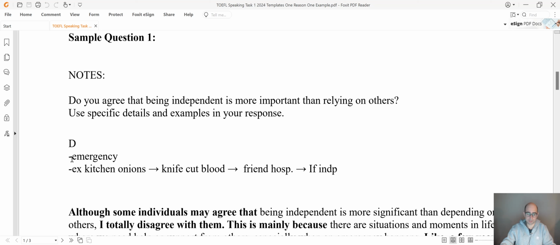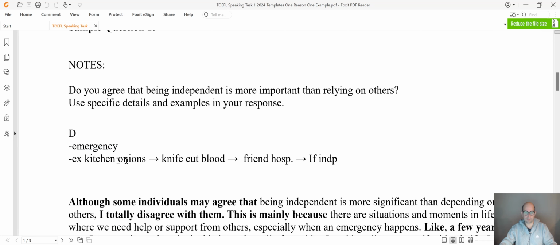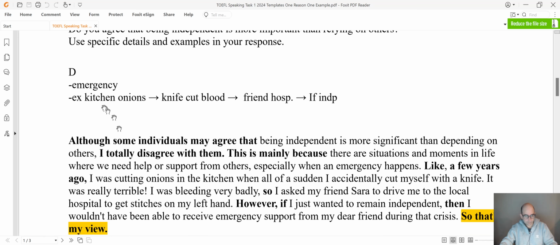And then on my piece of paper or whiteboard, depending on the version of the exam you're taking, I wrote emergency here. So this is my only reason. And now I'm going to do my best to write out these short words and phrases that are going to be related to my details, okay, for my example. The kitchen, onions, knife, cut, blood, friend, hospital. If this didn't happen, something else would happen.